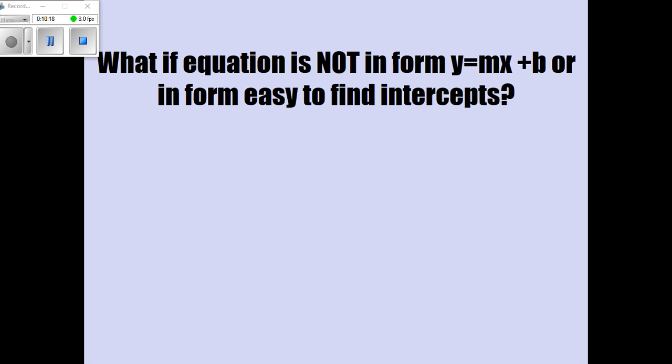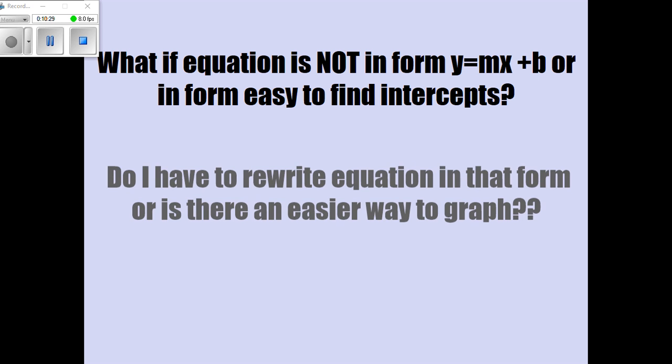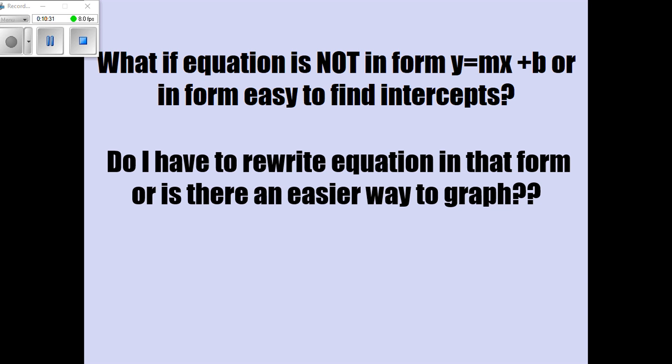Okay, so what if the equation isn't in y equals mx plus b, or in an easy form to find intercepts? Well, if it's not in either one of those, will you have to rewrite the equation in one of those forms, or is there an easier way? Well, let me tell you, there's always an easier way, okay? So if we had y equals 2 times x minus 3 plus 4, we could distribute that 2 and get it into y equals mx plus b.